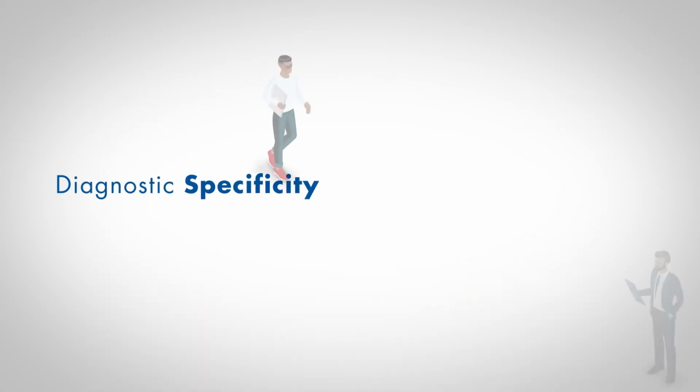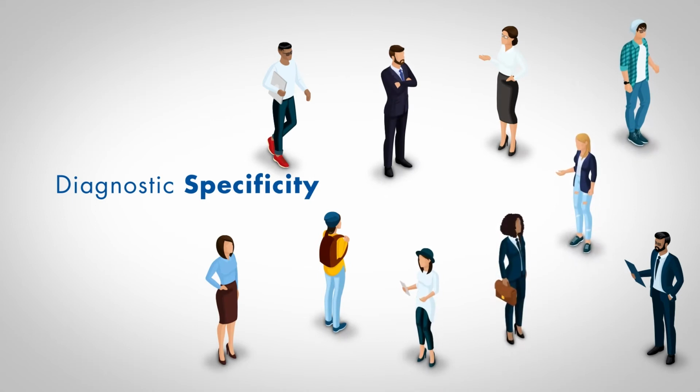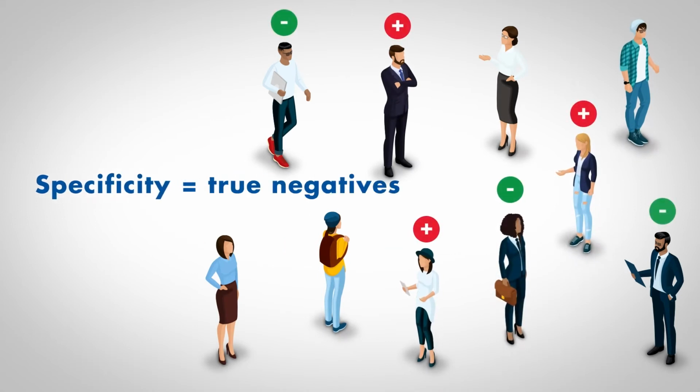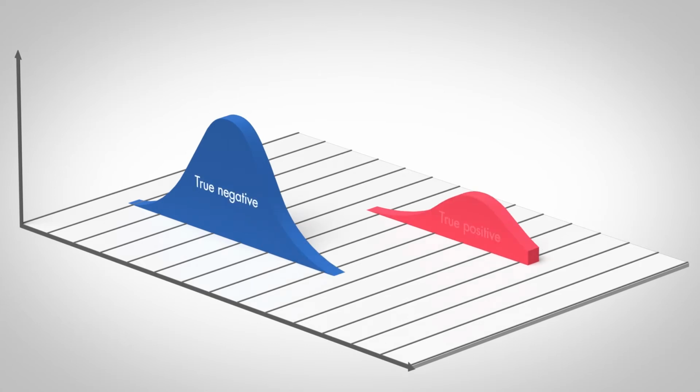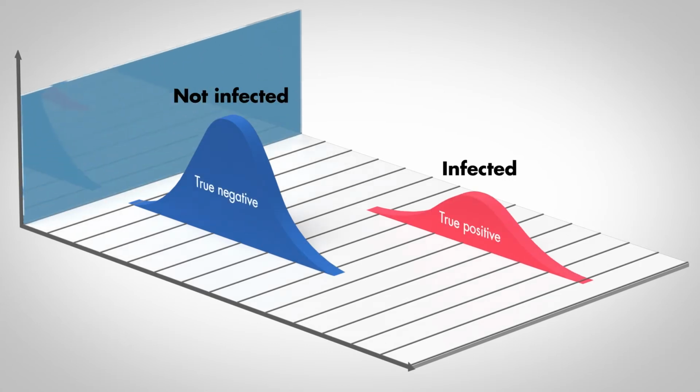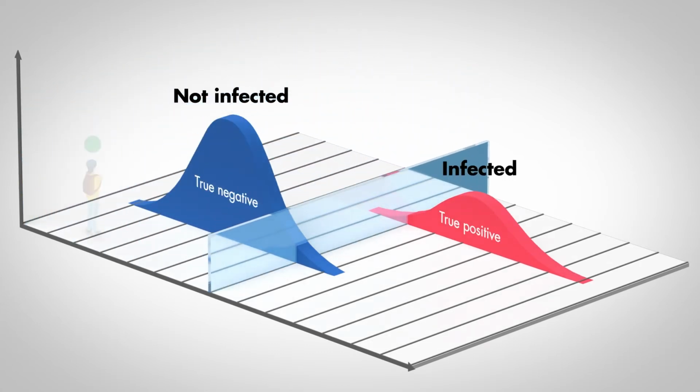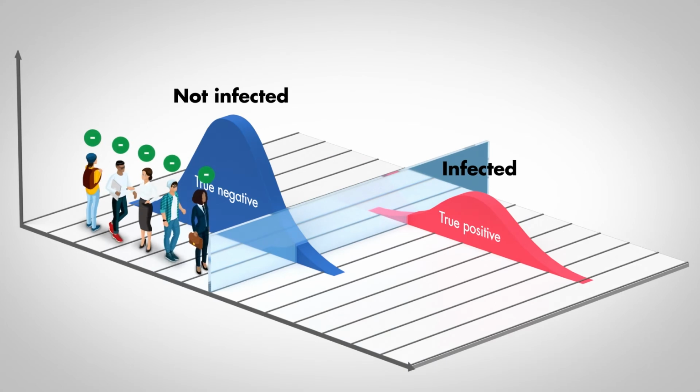The diagnostic specificity tells us how good a test is at confirming people who don't have the disease, known as the true negatives. However, false positives can also occur when a person who in reality does not have the disease produces a positive result. Tests with higher diagnostic specificity result in fewer false positives.